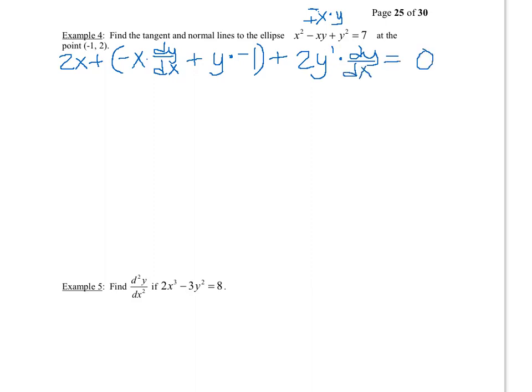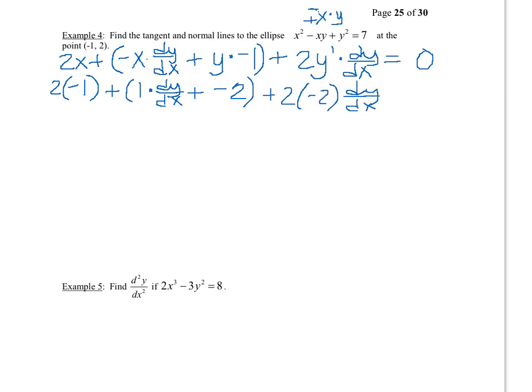And the derivative of the right-hand side is 0. At this point, because it's giving you a specific x and y coordinate, you can go ahead and plug those in now. This is going to be 2 times -1, plus the opposite of -1, which is just 1, times dy/dx, plus a y value of 2 times -1, so that's going to be a -2. Plus 2 times 2 times dy/dx equals 0.